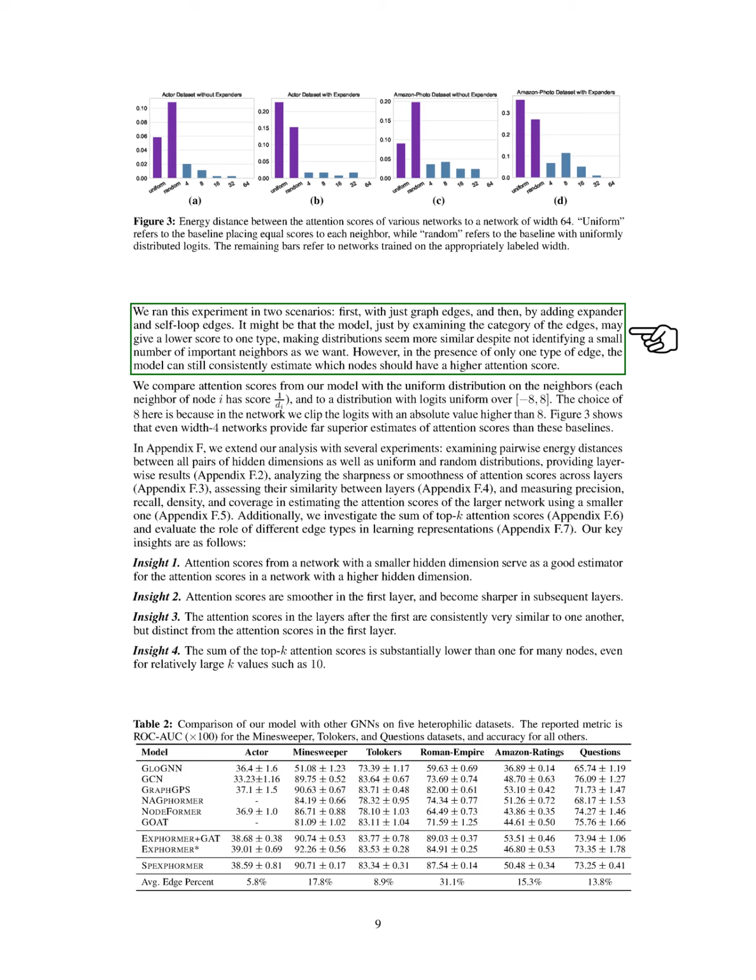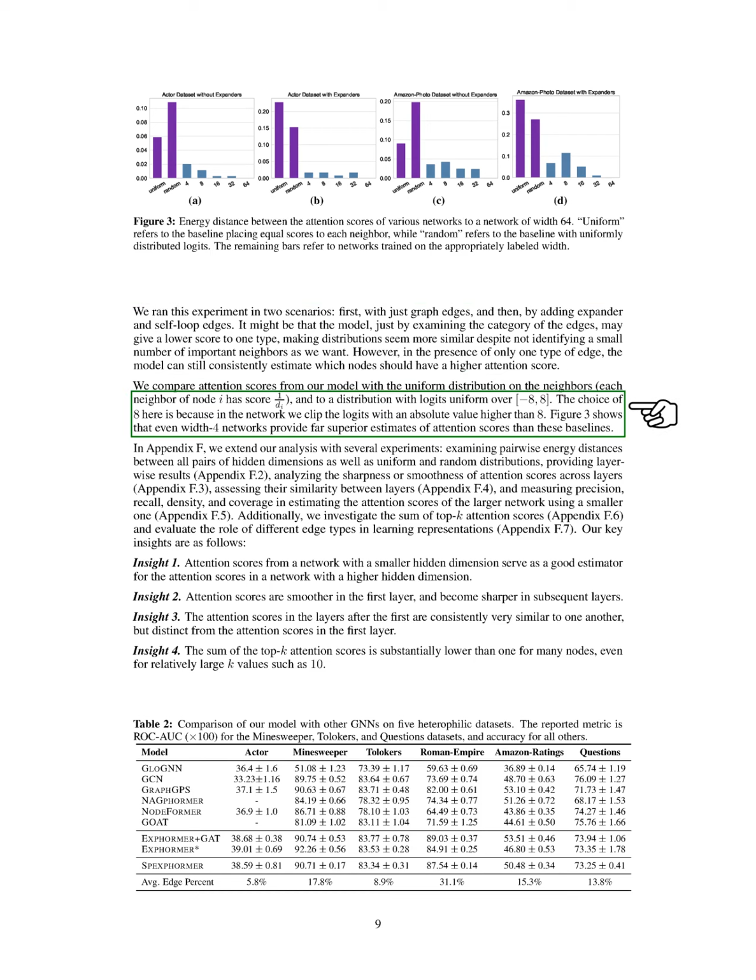We run these experiments in two scenarios, first with just graph edges, and then by adding additional edges. We note that the model might assign lower scores to certain edge types, making distributions appear more similar than they are, but it can still accurately identify which nodes should have higher attention scores. We compare our model's attention scores to a uniform distribution among neighbors and another distribution with values ranging from -8 to +8, as we clip the logits in our network at these values.